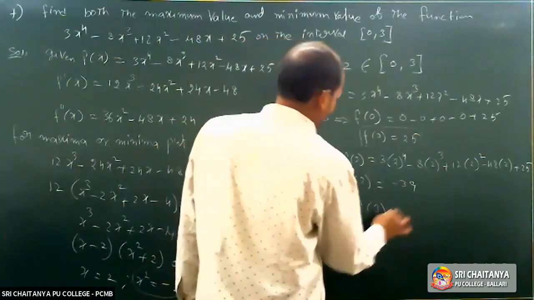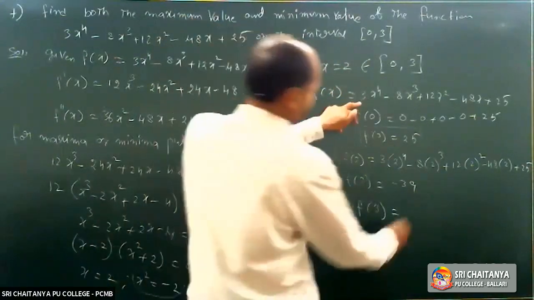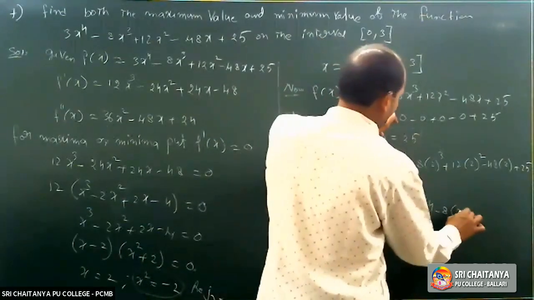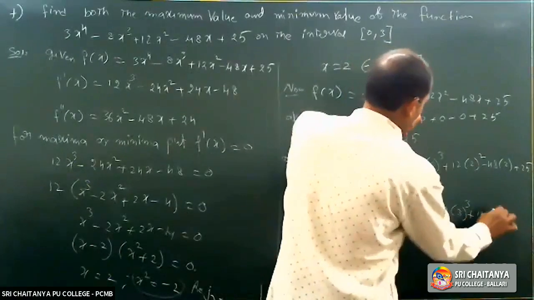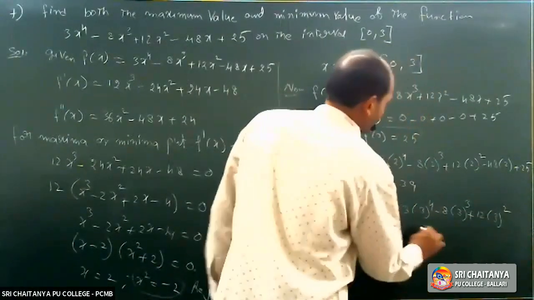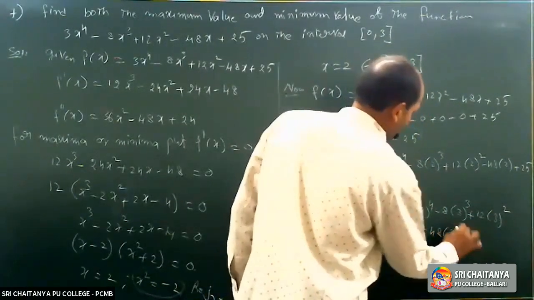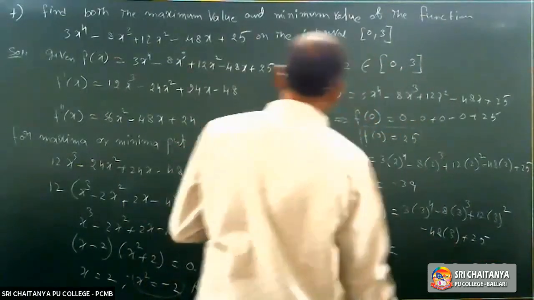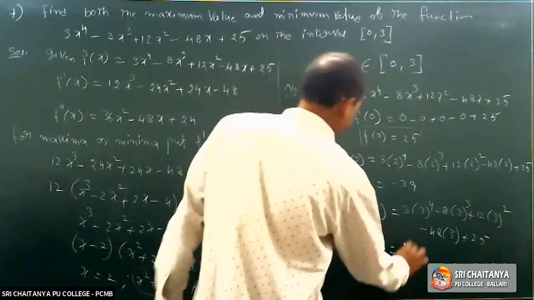And at x is equal to 3. How to find f of 3? It is 3 into 3 power 4 minus 8 into 3 power 3 plus 12 into 3 square minus 48 into 3 plus 25. We get f of 3 is equal to 16.